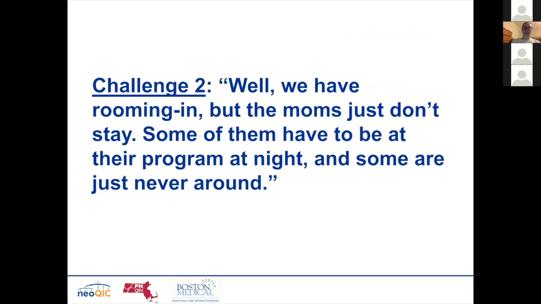The second challenge that I've heard from folks is that we have rooming in, but the moms just don't stay. Sometimes they have to be at their program at night or they just leave. They have no interest in being there. And that was certainly the case when we started our quality improvement project at Boston Medical Center. On average, our parents were only there half the time, and sometimes even less.